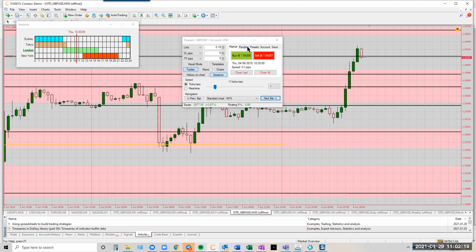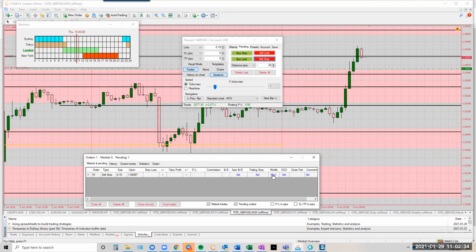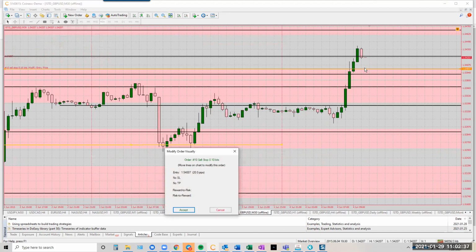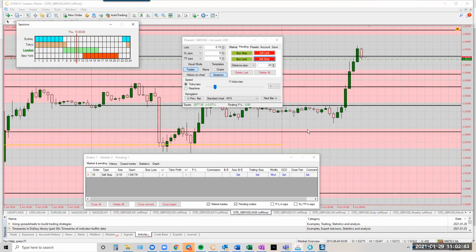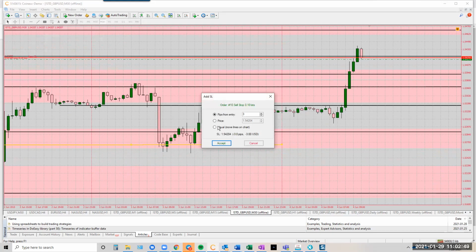Let me put a pending sell stop in here. Nullify it. Let's bring it up just a little, just for the wick. Let's do a stop loss. Taking it forward to give me room. It's a lot of pips.